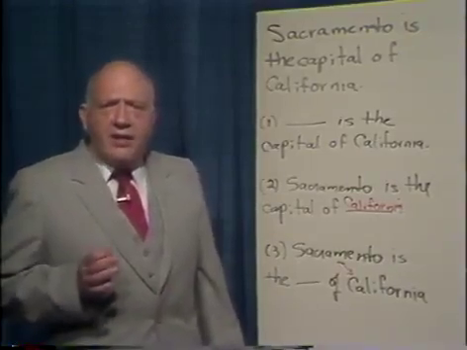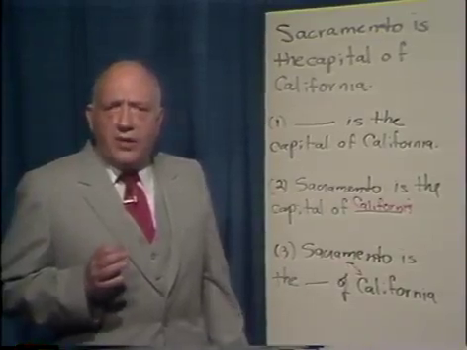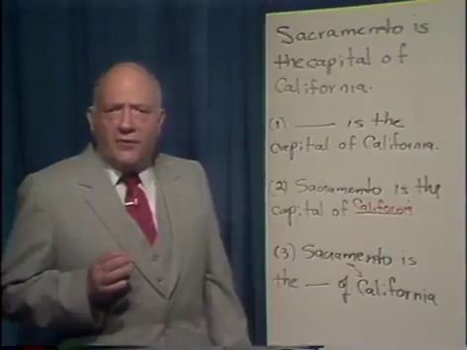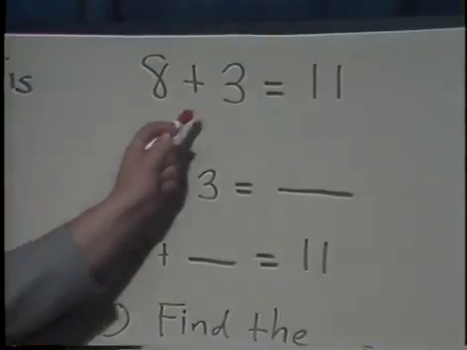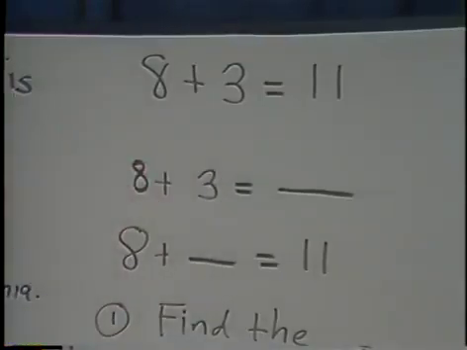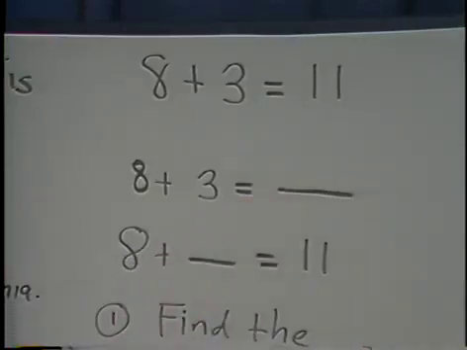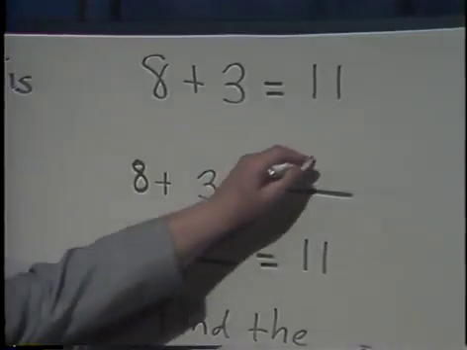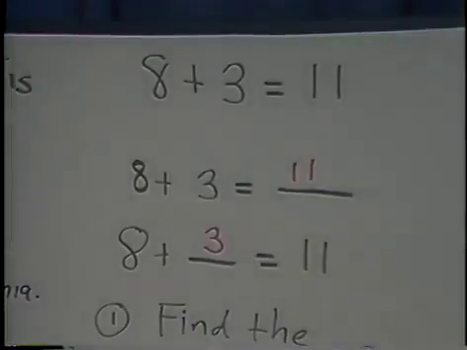Now, what does all this have to do with mathematics? The answer is that in the same way that forms one and two here were two different ways of seeing whether a student knew that Sacramento was the capital of California, we also do the same thing in arithmetic. Let's suppose the same arithmetic teacher now wants to test to see if the student knows that 8 plus 3 is 11. One way of wording the question is to say 8 plus 3 equals blank. Another way of wording the same question is to say 8 plus blank equals 11. In both cases, when the blank is filled in properly, we have 8 plus 3 equals 11.